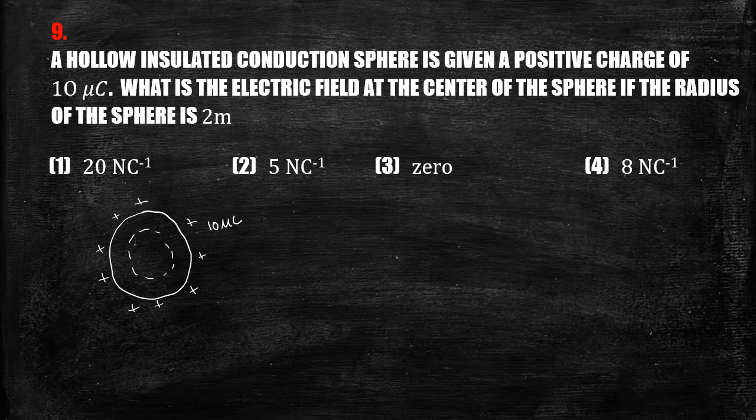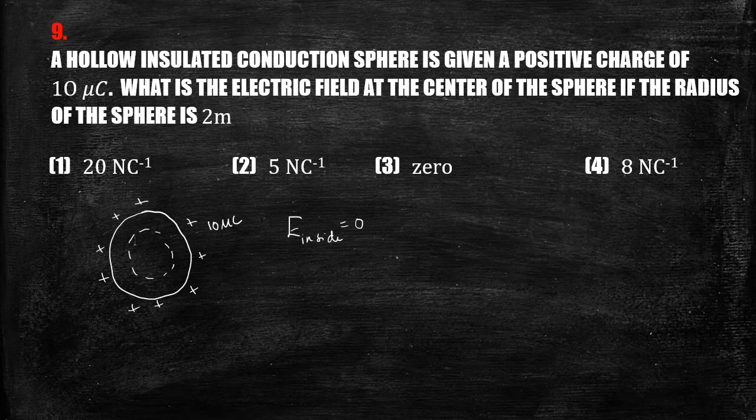We find that there is no enclosed charge in the Gaussian surface. Therefore, the electric field E inside is equal to 0. Since the center of the sphere is in the interior of the sphere, we can say the electric field at the center of the sphere is also 0.